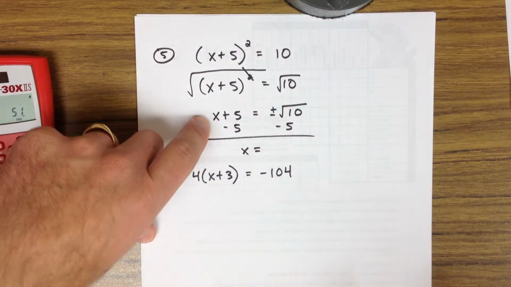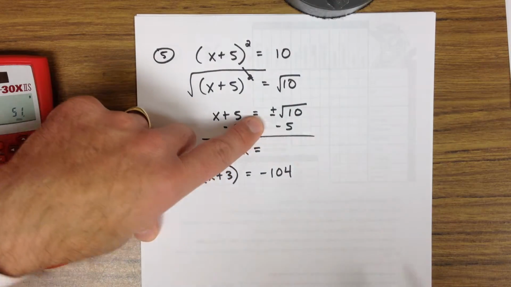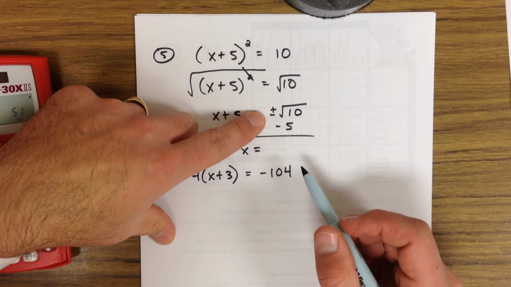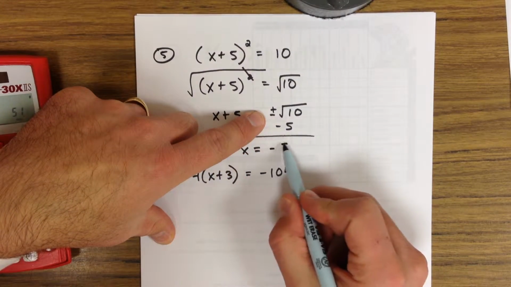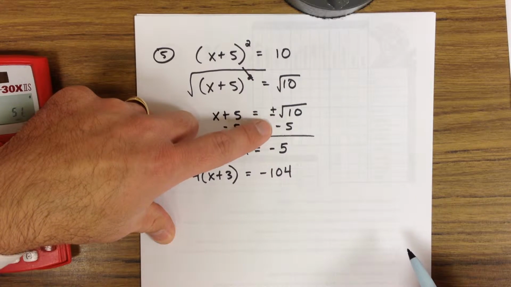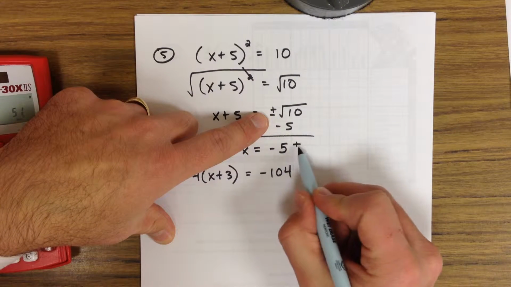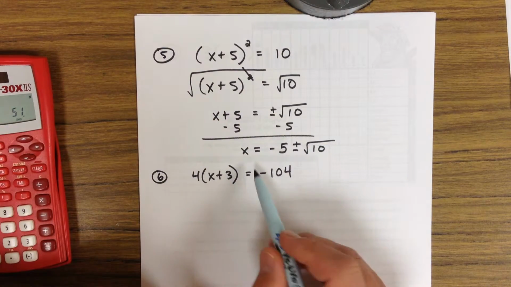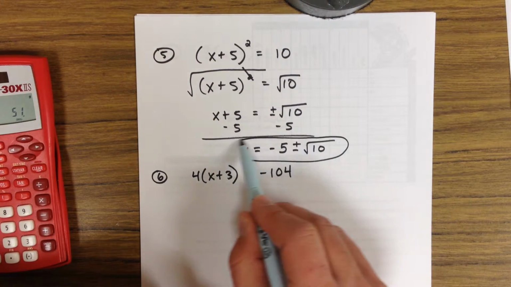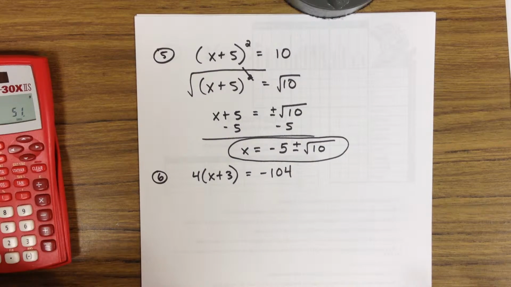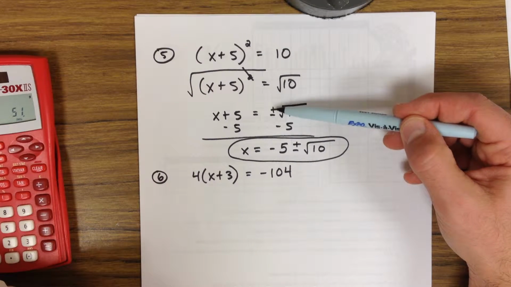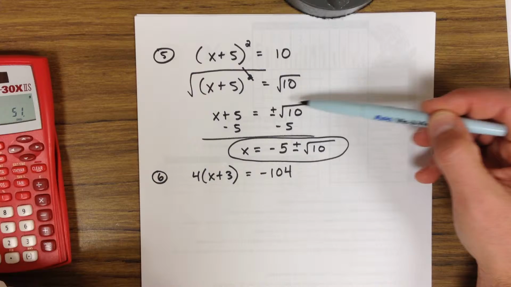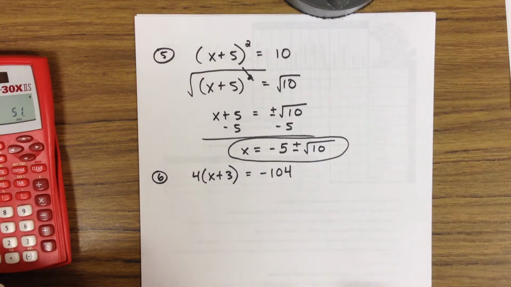So the left side is just x. And on the right side, how are we going to write this? We're going to write this the whole number first, plus or minus square root of 10. And that's our final answer. We're going to leave it just like that. So you see that this is very important that you write the positive and negative root of 10, not just square root of 10.